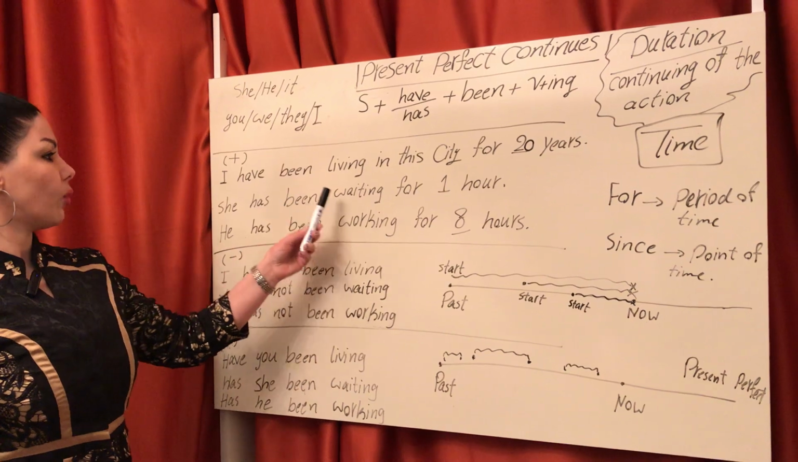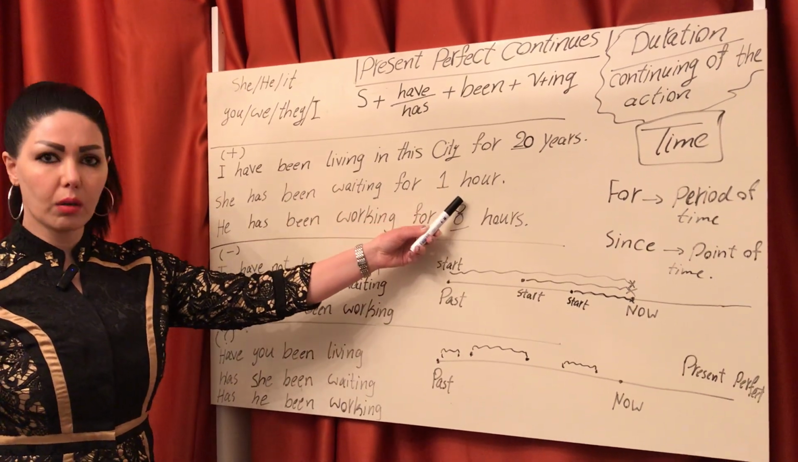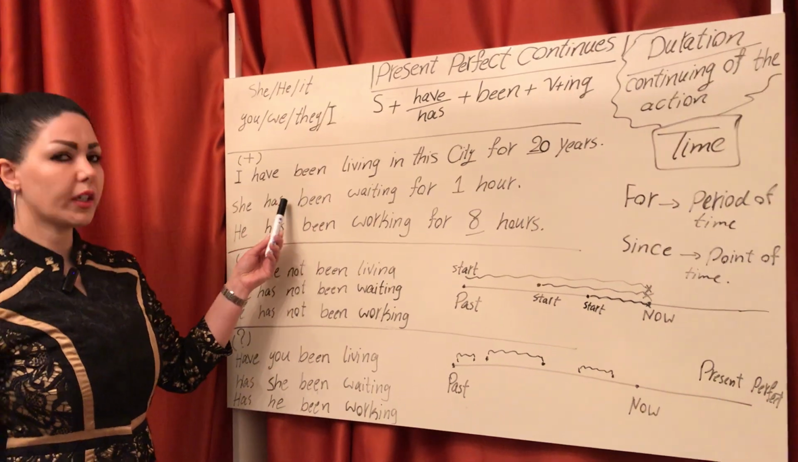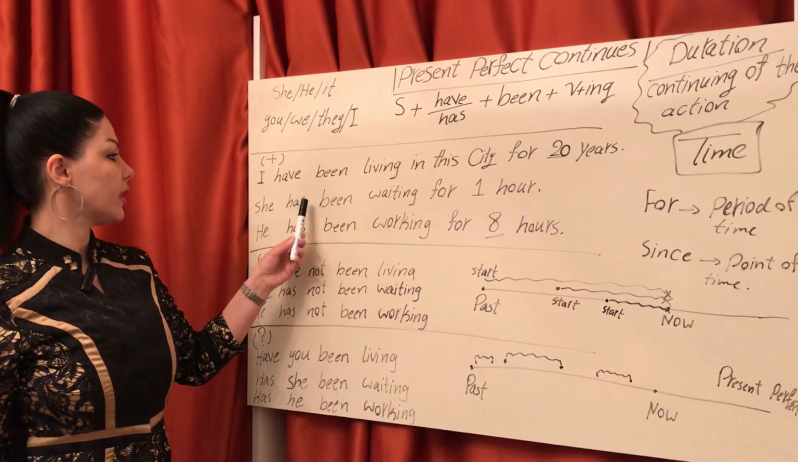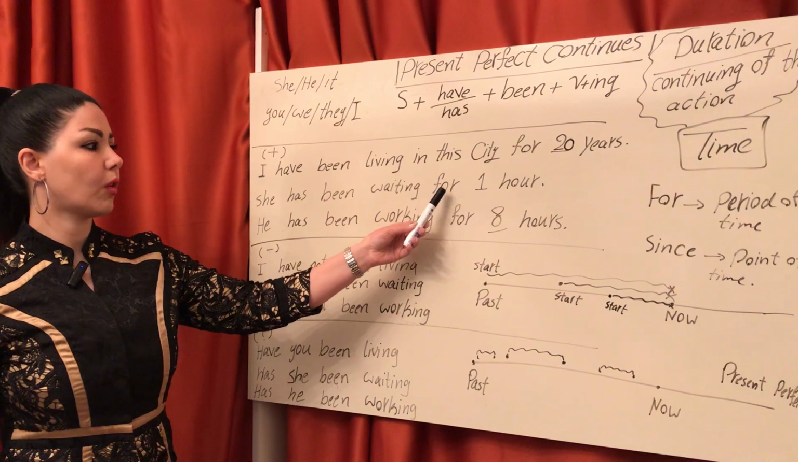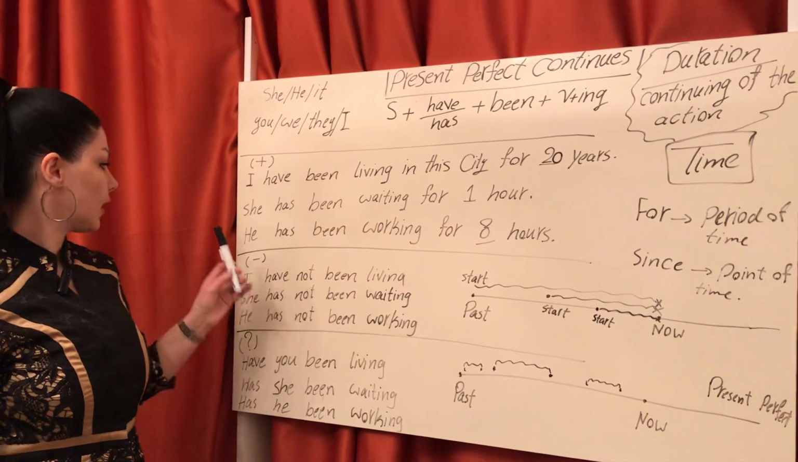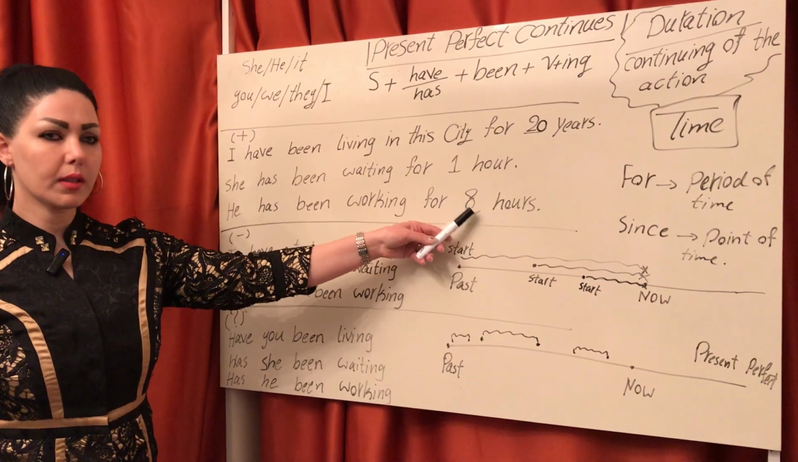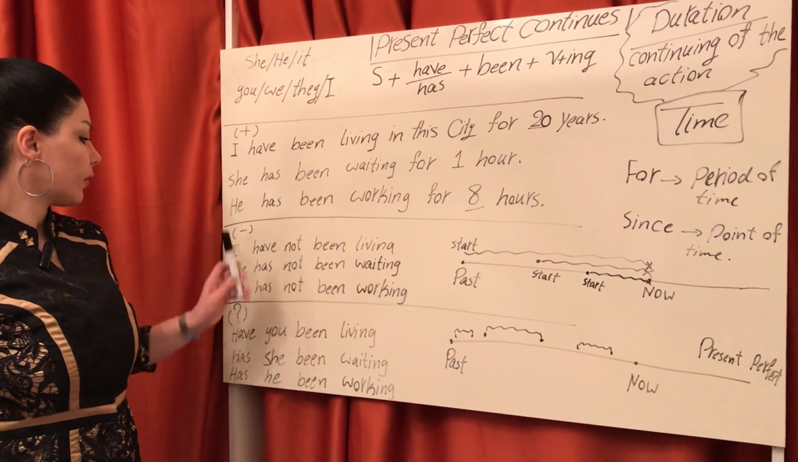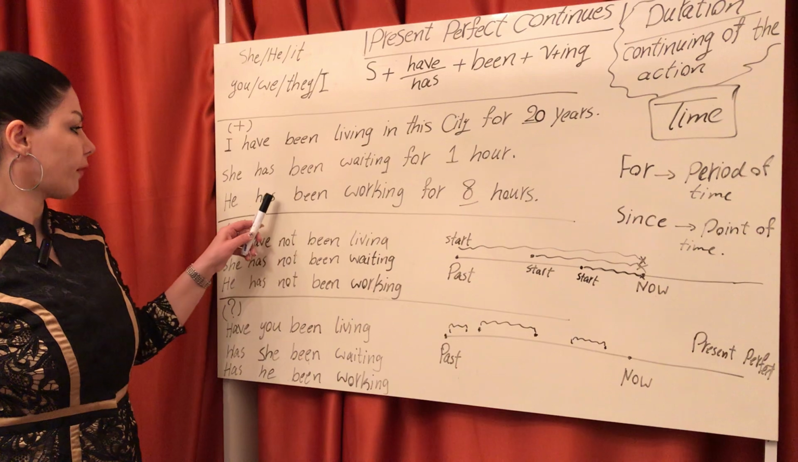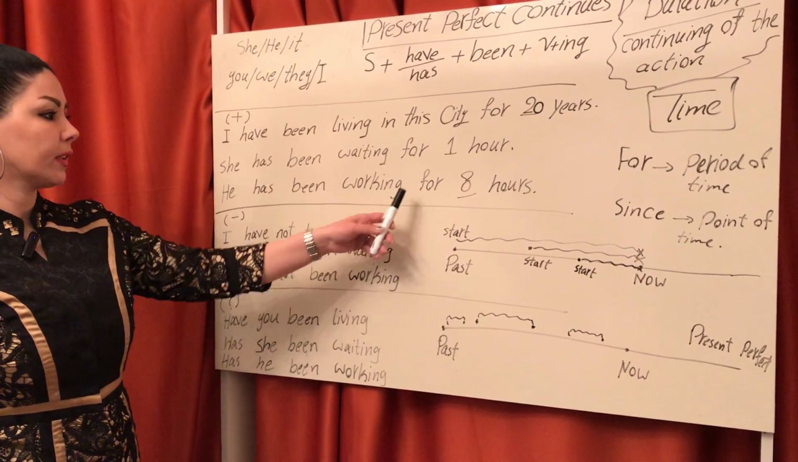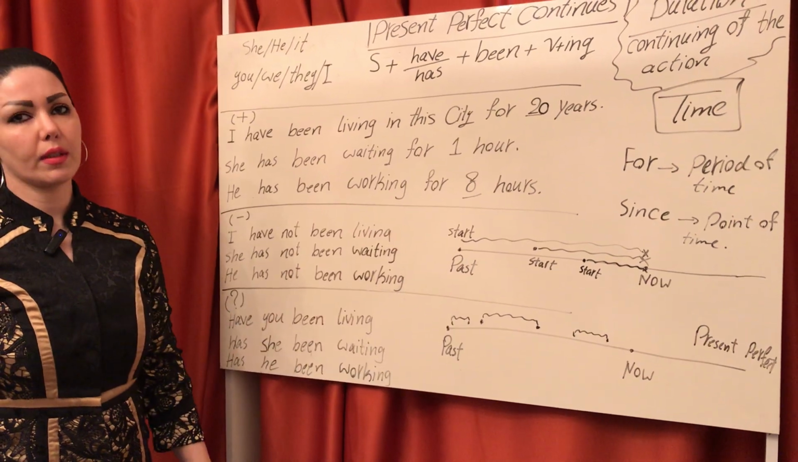She has been waiting for 1 hour. Negative, just add not after has. She has not been waiting for 1 hour. He has been working for 8 hours. For negative, we add not after has. He has not been working for 8 hours.